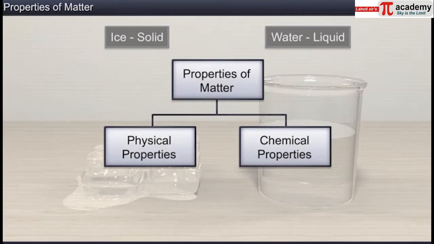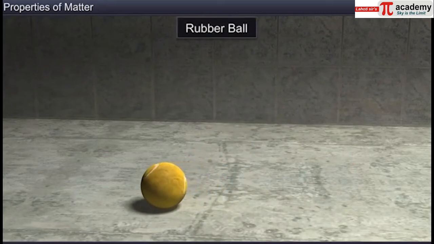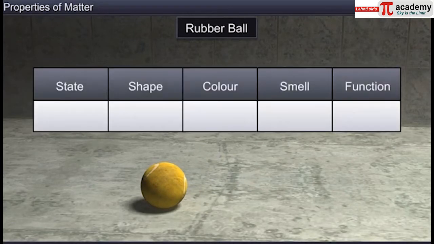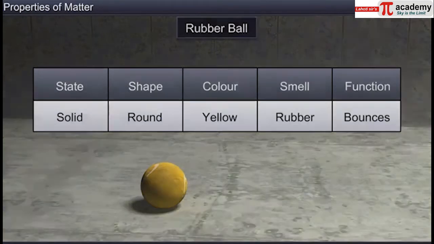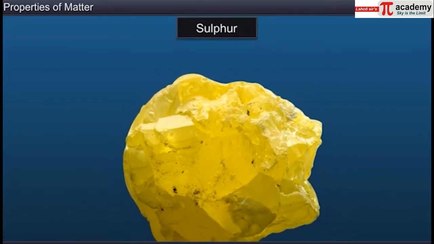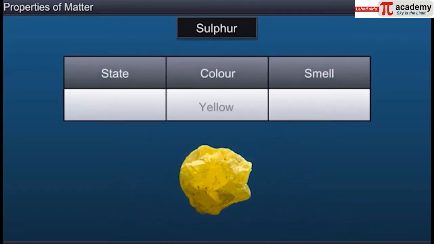Let's learn about them. We have with us a rubber ball. Let's see how we can describe it. By looking at and feeling the ball, we can see that the ball is a solid. It is round and yellow in color. It smells like rubber and it bounces. Now, let's observe this block of sulfur. We can say that sulfur is a yellow solid crystal and has a strong odor.